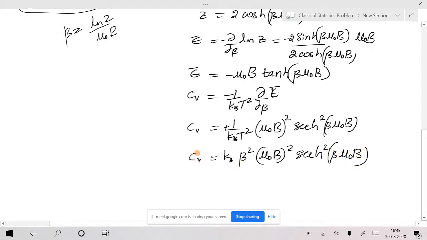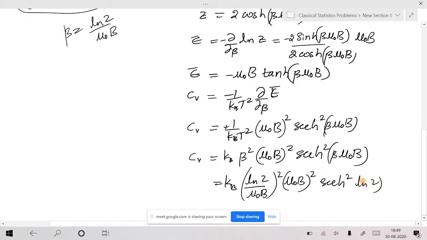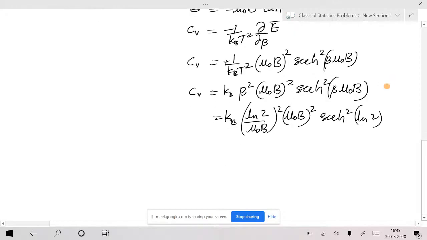And I think I have to substitute this beta. Again, we need the specific heat at this temperature. That's equal to kB into beta square, ln 2 divided by (mu naught B) the whole square, times (mu naught B) the whole square, times sech square of beta mu naught B, which is ln 2. Now I think it is kB (ln 2) the whole square.